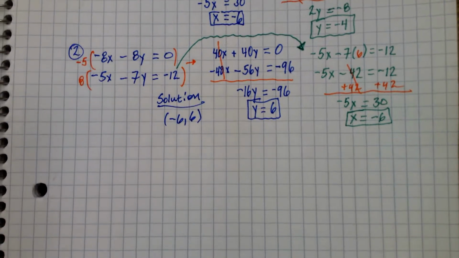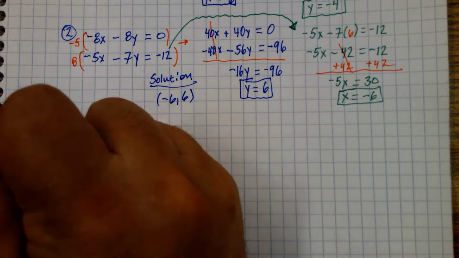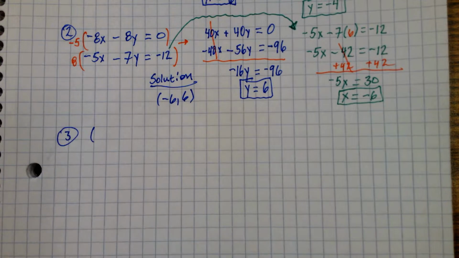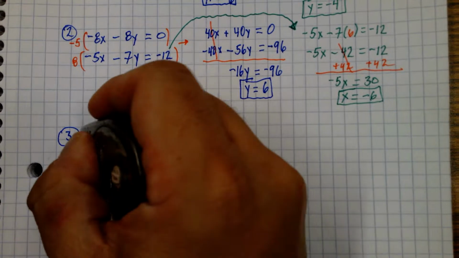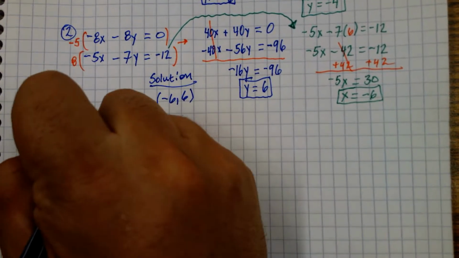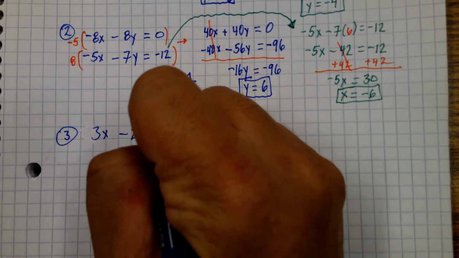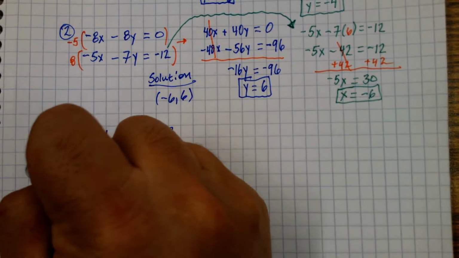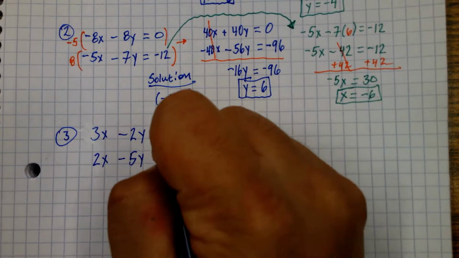So I want you to work with your partner. And let's figure out this one, number 3. Oops, what am I doing? I'm already putting parentheses around this. Okay. 3x minus 2y equals 2, 2x minus 5y equals 27.